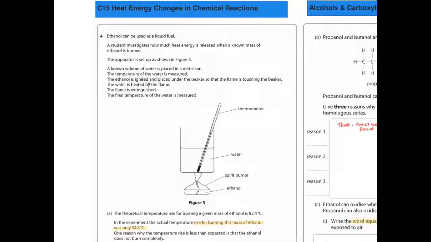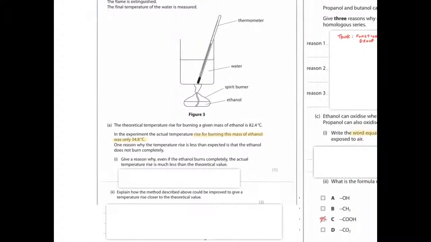The ethanol is ignited and placed under the beaker so that the flame is touching the beaker. The water is heated, the flame is extinguished, and the final temperature of the water is measured. So we're basically transferring the chemical store of energy to the thermal store, and using the temperature to measure that energy transfer as an indication of how much energy ethanol contains.